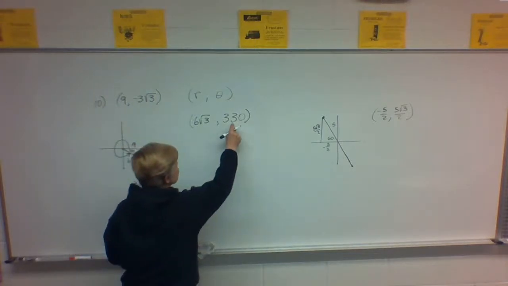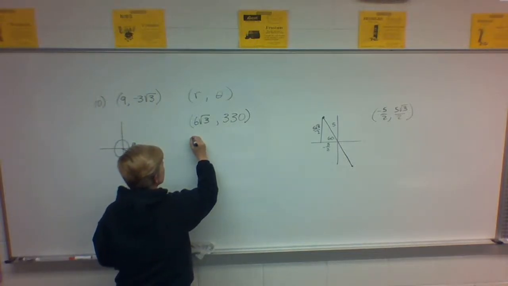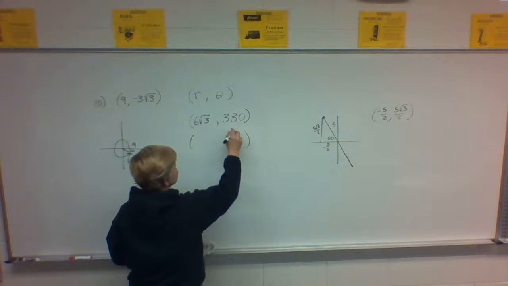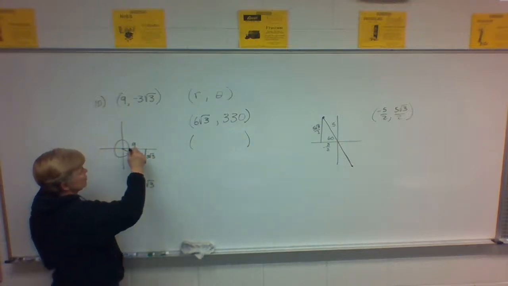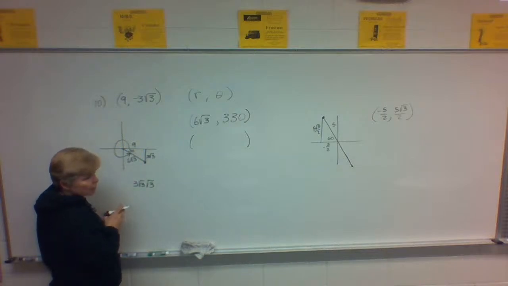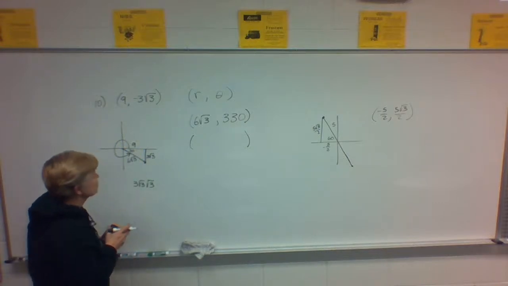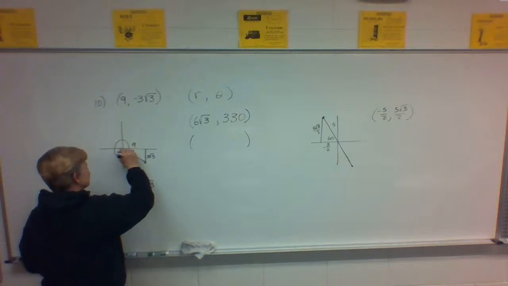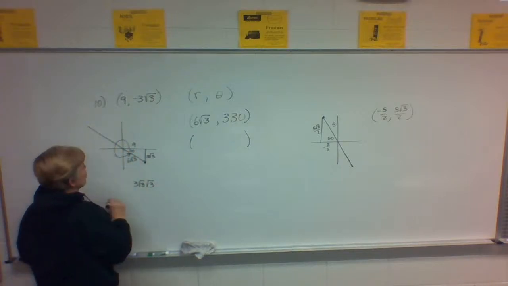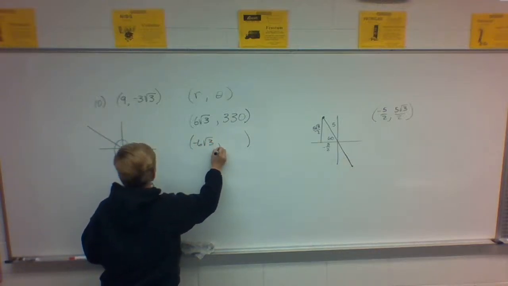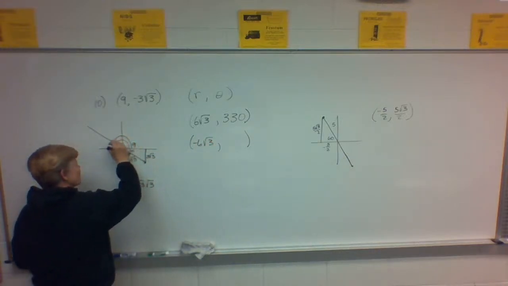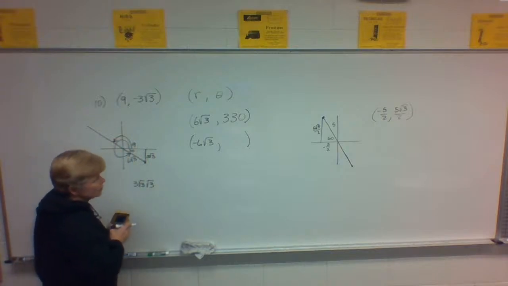The other one: since the angle has to remain between 0 and 360, I can't just say another name for that would be 6 root 3 at negative 30. Can't do that and get it correct, because the angle has to be between 0 and 360. So what they're forcing you to do by making that stipulation is to come out here and give the negative, which would be negative 6 root 3. But then what would be the angle? That one, 150.